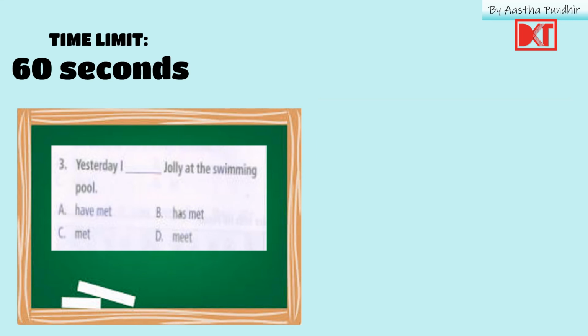Okay, here: yesterday I dash Jolly at the swimming pool. So here we'll be using simple past. We're talking about an action of the past that completed in the past. So here we will be using the V2 form. The V2 form of meet is what? C. Met. Yesterday I met Jolly at the swimming pool.